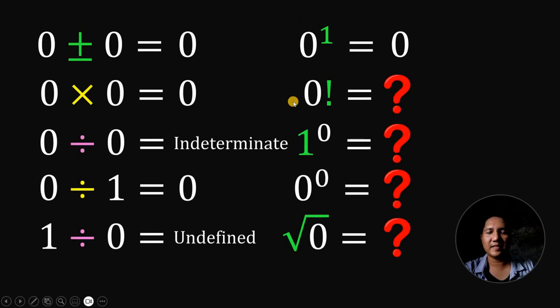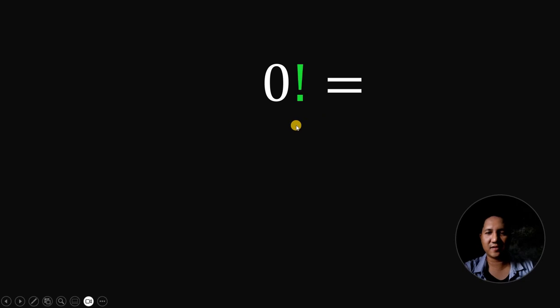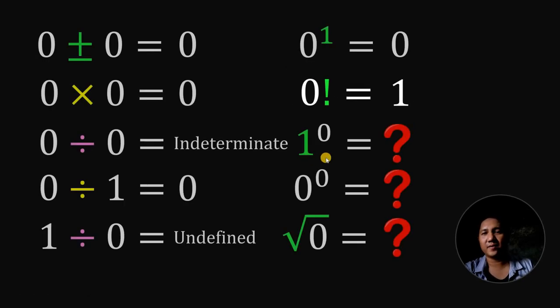How about 0 factorial? So what is the value of 0 factorial? This is not 0. 0 factorial is simply equal to 1. Now take note that factorial is the number of arrangements of some things. So we can simply think of how many ways could you arrange 0 things, and the answer is just 1. Just do nothing at all. So 0 factorial is simply equal to 1.